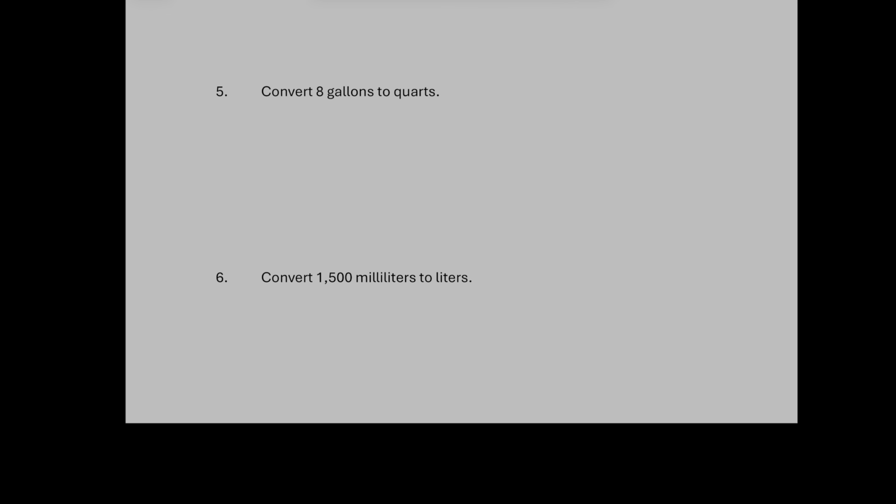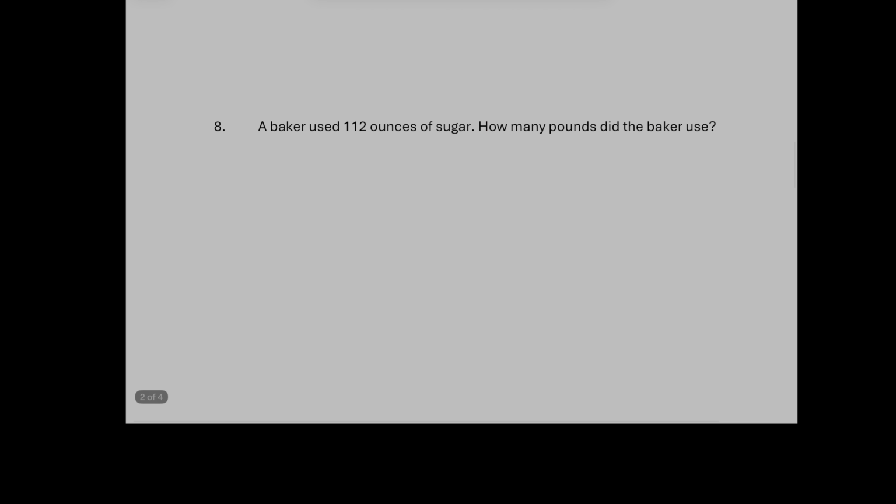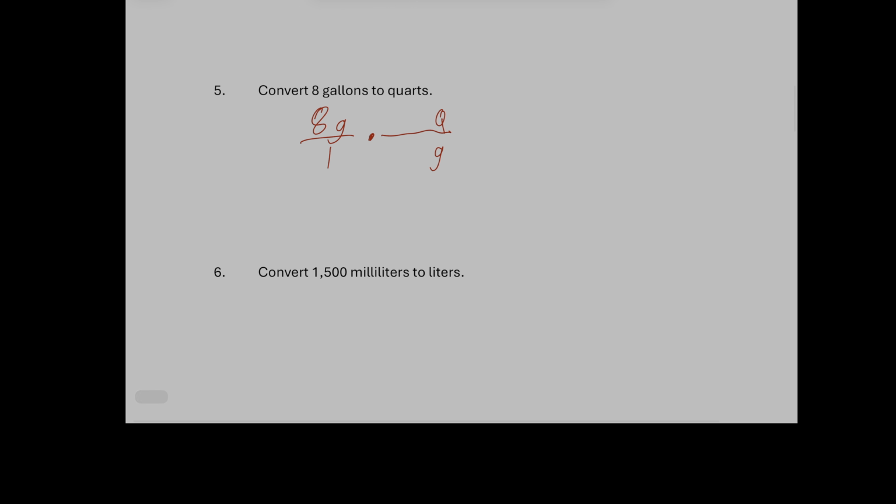Convert 8 gallons into quarts. Okay, I have 8 gallons. I need to multiply that by something with gallons on the bottom and quarts on top. What is it, 4 quarts to a gallon? I think it is. Yep, I go to my handy dandy conversion chart: 4 quarts to 1 gallon. The gallons go away, and I'm left with 32 quarts.